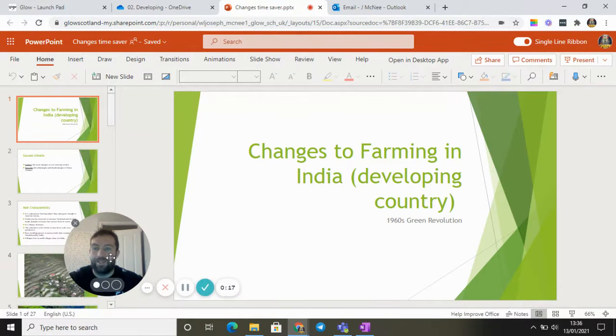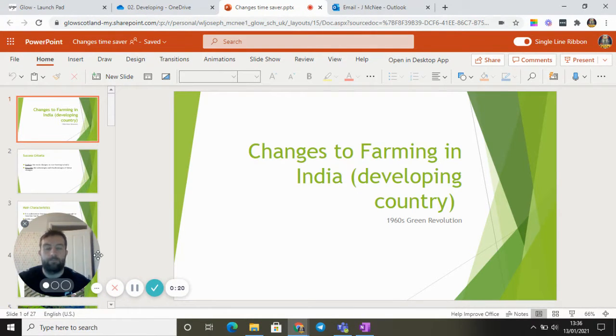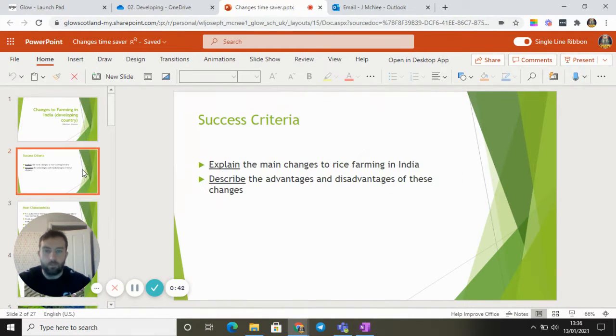In the last lesson we looked at what farming in India was like and what rice farming was like. So in this lesson we're going to look at the changes that have happened to farming in India. We've already looked at the changes in the UK, but we're going to focus on farming in India, and we're going to refer to the Green Revolution that happened in the 1960s. So we need to be able to explain what the main changes are and the advantages and disadvantages of these changes for the people and the farmers of India.